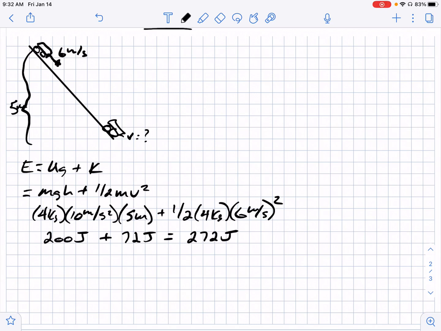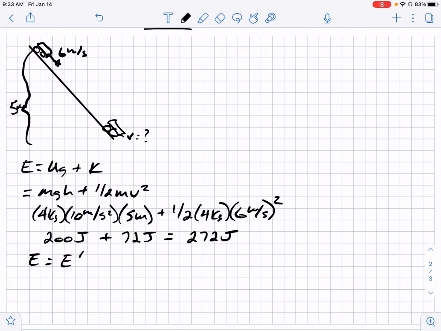Now, since energy is conserved, that means the energy before has to equal the energy after. This is very similar to what we did in the momentum unit. We would find the total momentum before and set it equal to the total momentum after. We're doing the same thing, but now it's energy.